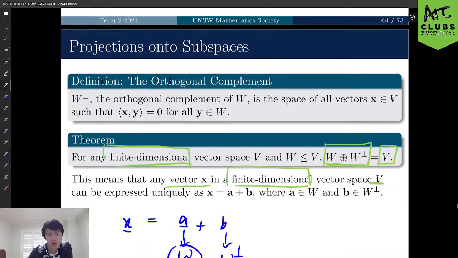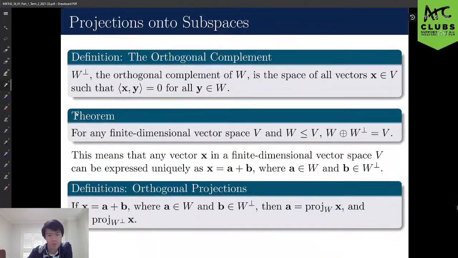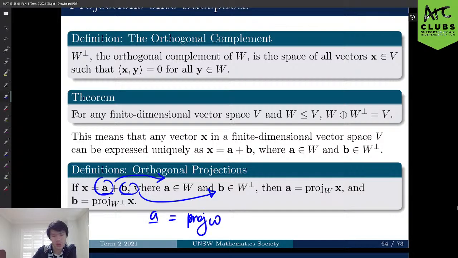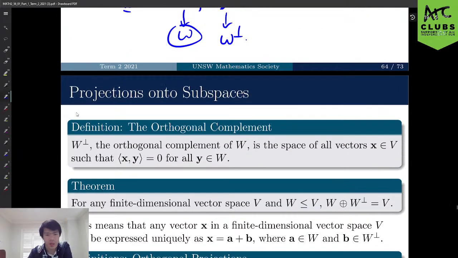Right, and so this is going to be our theorem. It turns out if we have this representation, if x is equal to a plus b for a in W and b in W complement, then it means that a is going to be the projection of x onto W. Right, so that kind of makes sense, right?